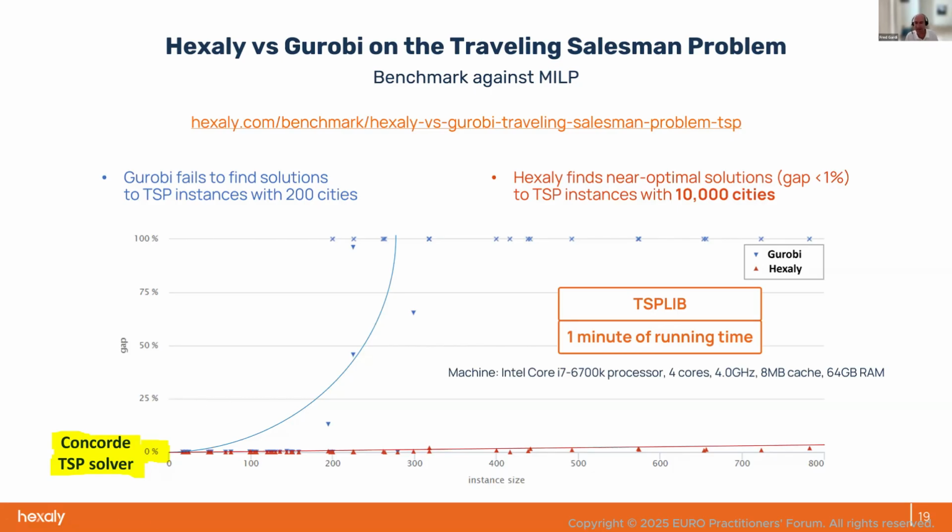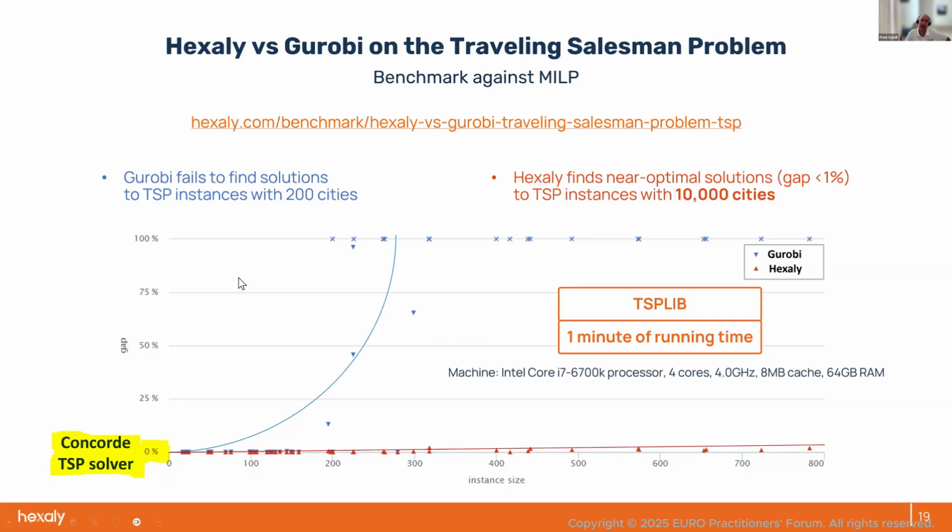So here you can see that you have the size of the instance to solve on the bottom axis. Here's the gap to the best solution found so far. So the best is Concorde. So 0% means that it's the solution delivered by Concorde. And so we compare here Hexaly and Gurobi.